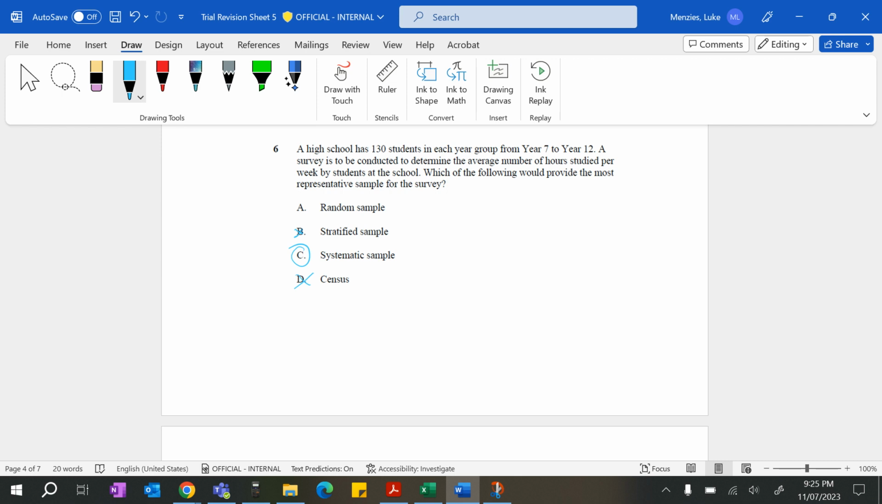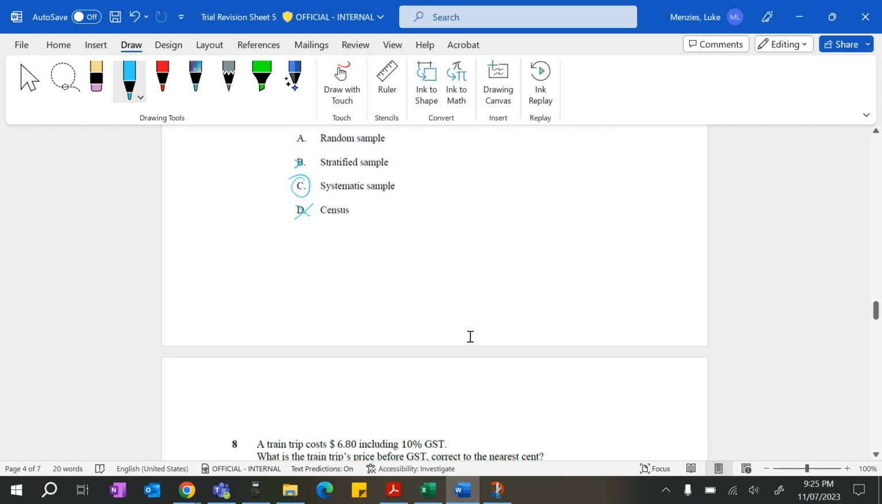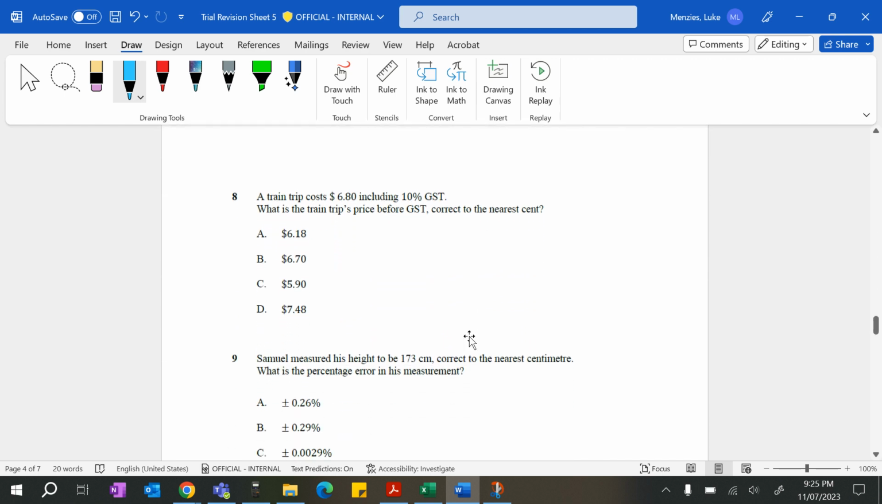Random is just literally random. Like literally go around, close your eyes, and pick a whole bunch of people. So you might end up with a whole range of different people. But at least if you have a system, you could line every student up and pick every fifth person or something like that, whatever. So yes, I'd have to go systematic. Good old GST.